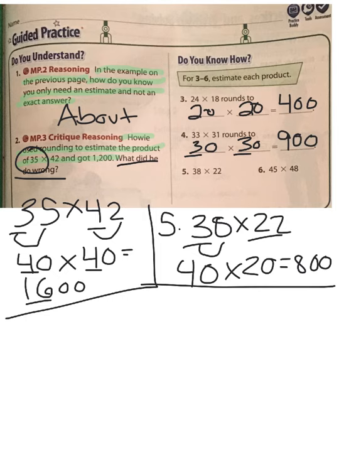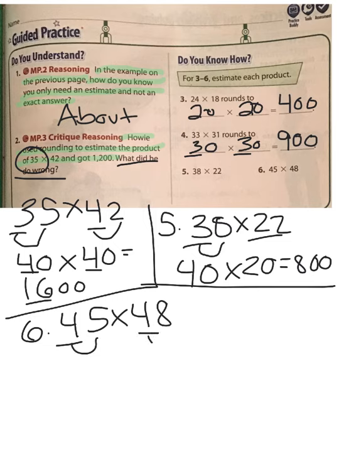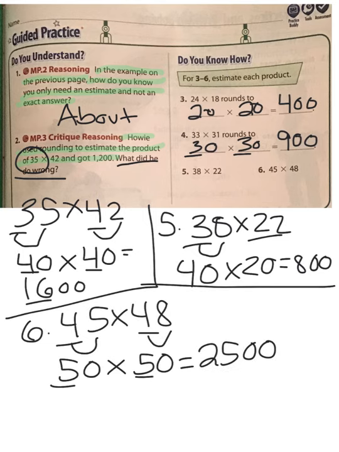All right, let's do number 6. Number 6, we have 45 times 48. Underline the digits in your tens place. Look to your right. This 5 is going to push this 4 up to a 5, so we have 50 times, the 8 is also going to push the 4 up to a 5, times 50. Underline your basic fact. 5 times 5 is 25, and then add your 2 zeros.